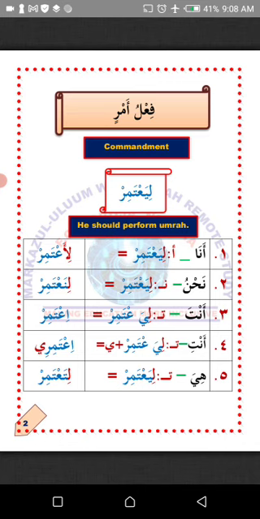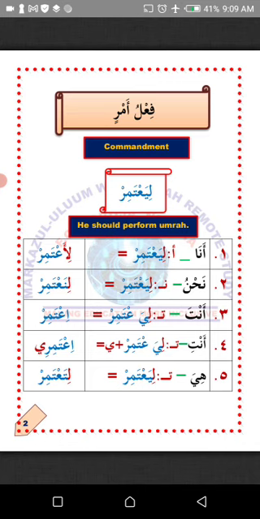Number two, nahnu, we. So how do we change the verb liya'tamir to suit nahnu? All you need to do is to detach ya'un and attach nunun. So the verb liya'tamir will now become lina'tamir, which means we should perform umrah.